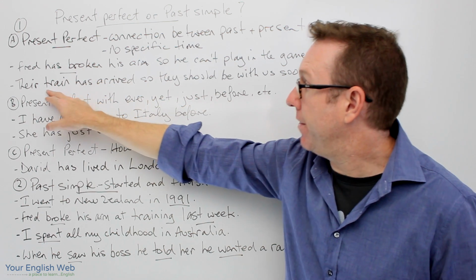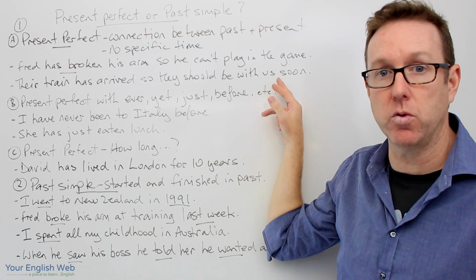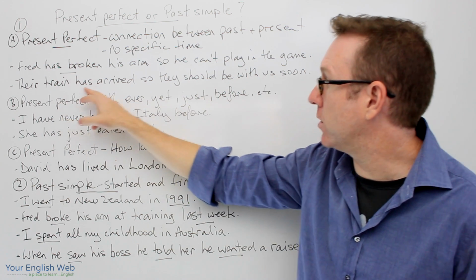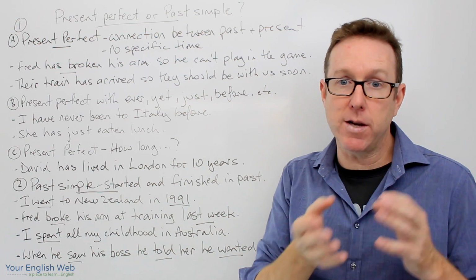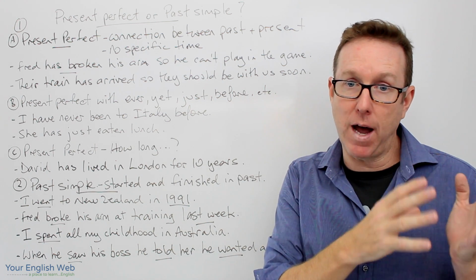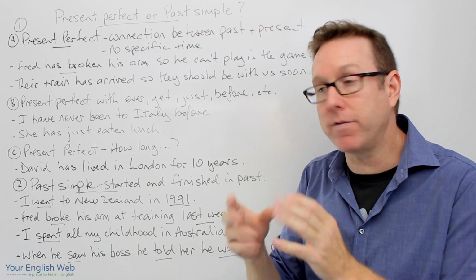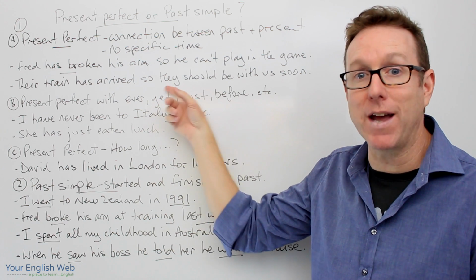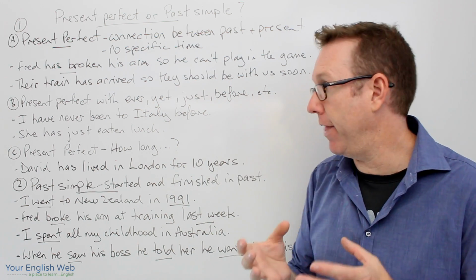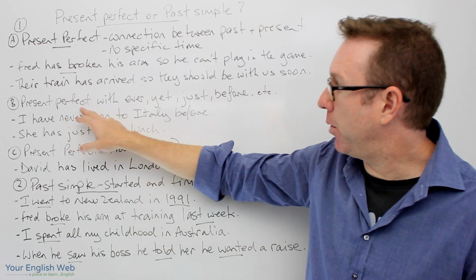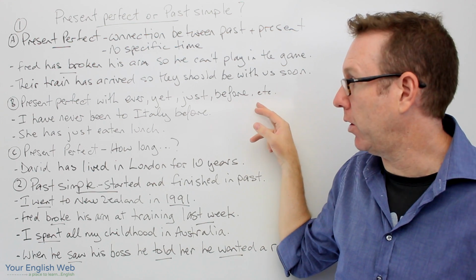Second example, their train has arrived, so they should be with us soon. Okay? The train has arrived, so they should be with us soon. All right? There's a relation between the past, the train arrived, and there's a connection with the present. So the train has arrived, so the people on the train should be with us soon, okay? We're waiting for them.